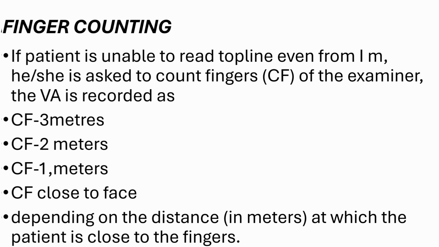Stand in front of the patient at a known distance, for example 6 meters or 3 meters or 1 meter, etc. Hold up a certain number of fingers, for example 1 to 5. Ask the patient, how many fingers am I holding up? If they can't answer at that distance, move closer and repeat. And record the closest distance at which they can correctly count fingers.